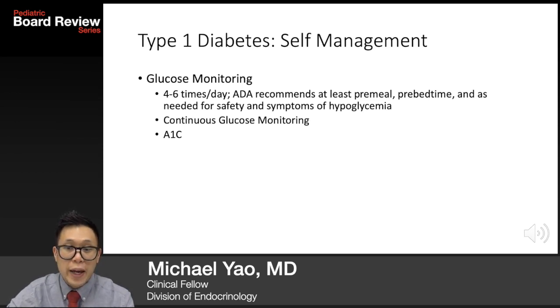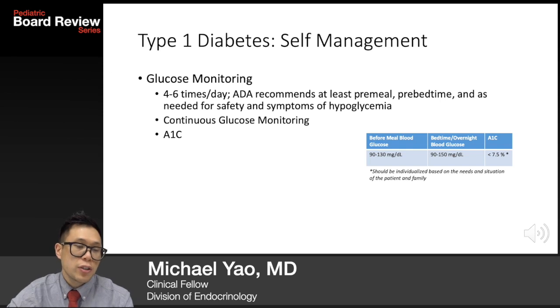Regarding self-management of type 1 diabetes, the first aspect is glucose monitoring. Generally, it's recommended that glucose is monitored 4 to 6 times per day, and that could be done via finger stick glucoses or a continuous glucose monitor. The other key thing in glucose monitoring is monitoring an A1C, which is an average of blood sugar control over 3 months, and which we use in the outpatient setting.